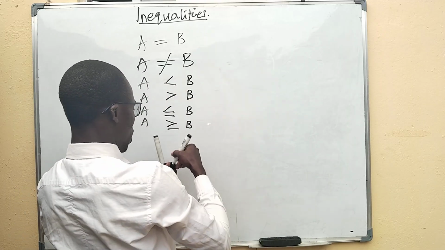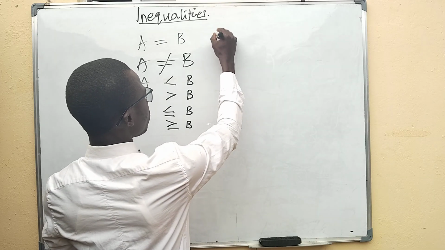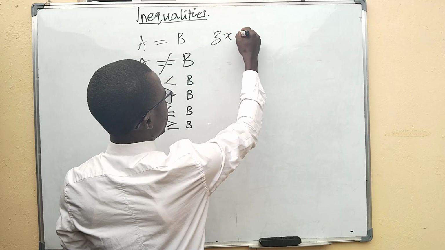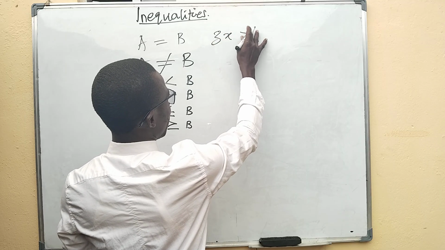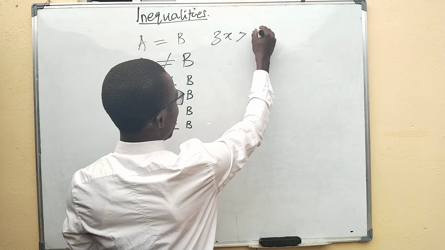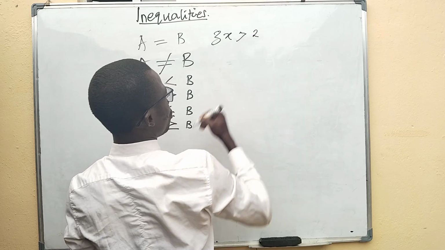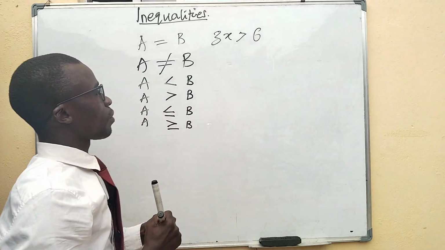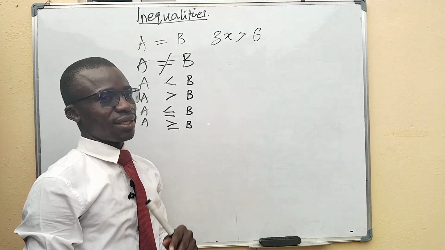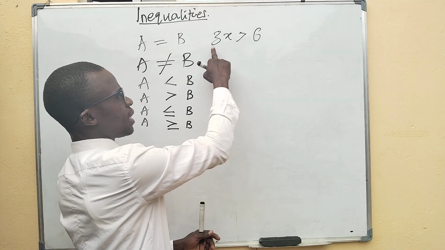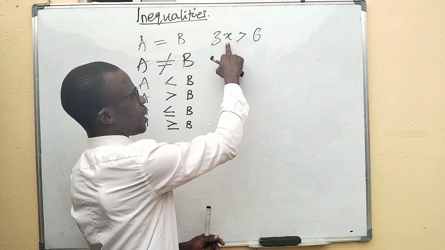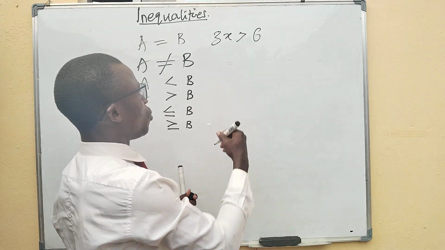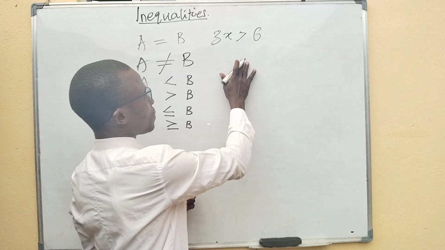Let's say we are working on 3x is greater than 6. There is a number, that if I multiply it by this, it will give me a number greater than 6. What is that? We can use 3 to go with it.